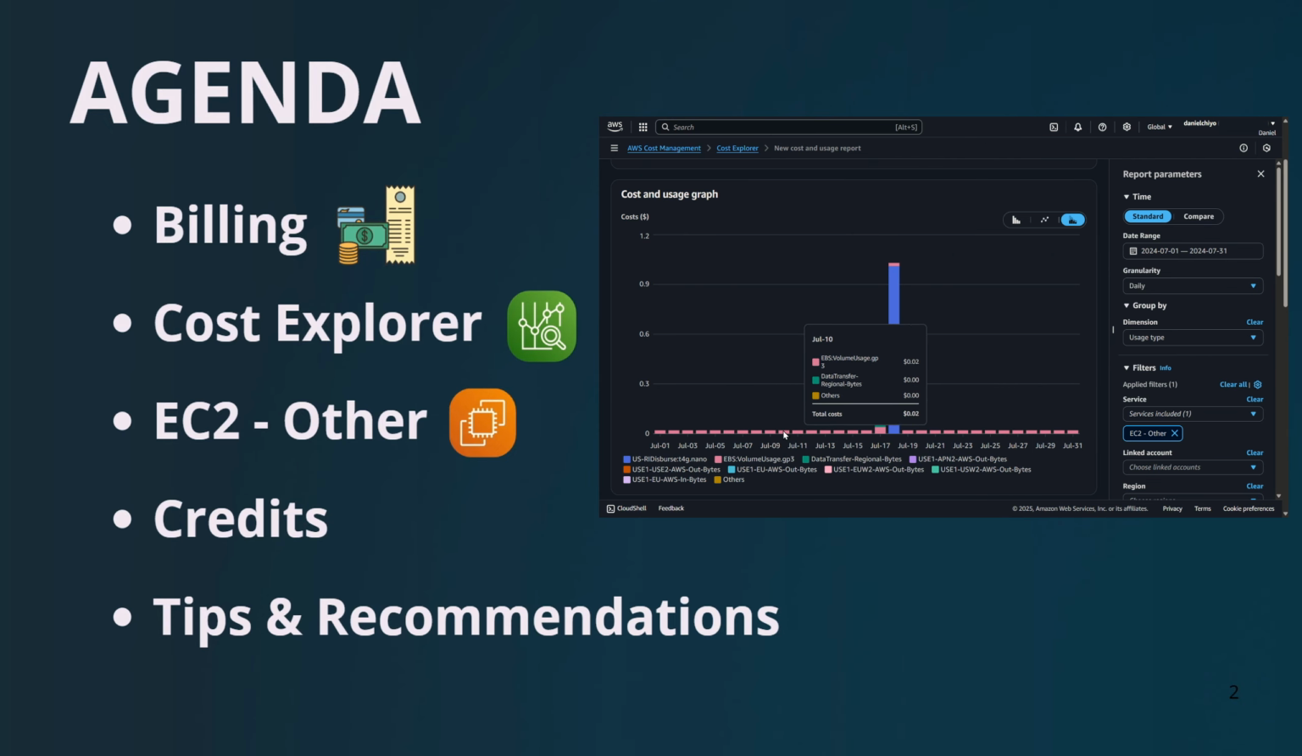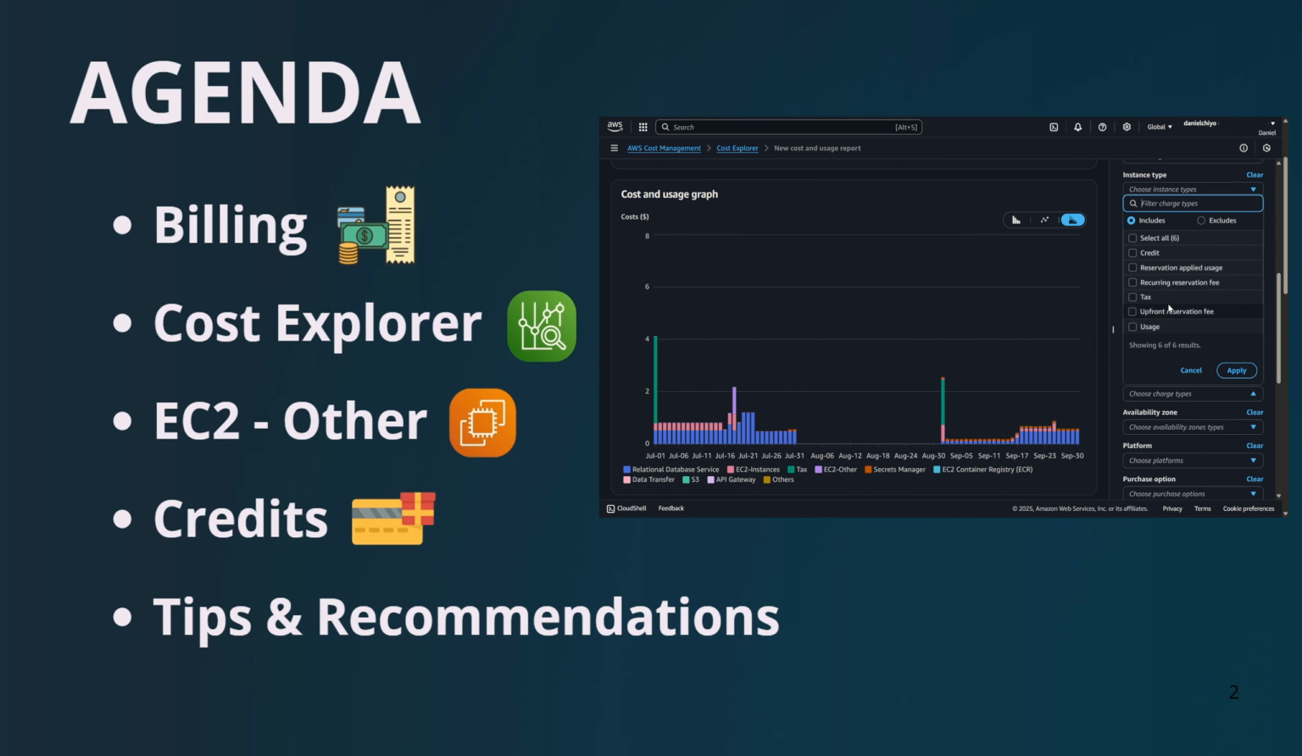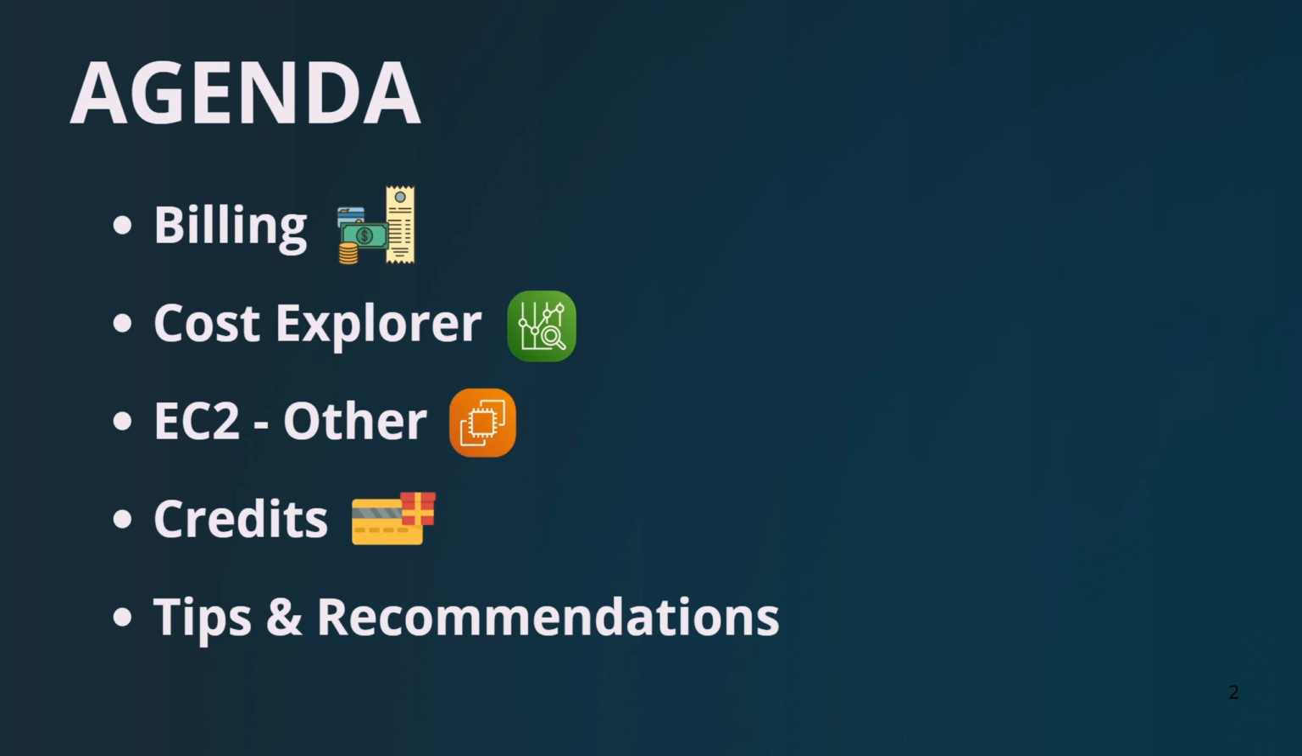I'll explain what's included in this often confusing category and why it shows up in your bill. Credits. If you have some AWS credits, it's important to understand how they are being used and when they might run out. Tips and recommendations. At the end, I'll share some practical tips including tagging, budget alerts, and how to avoid surprises in the future. All of those items will be presented on the AWS console, and then we'll get back to the slides to show the tips and recommendations.